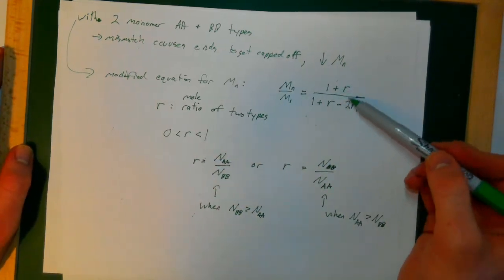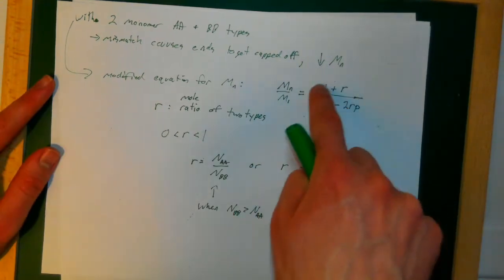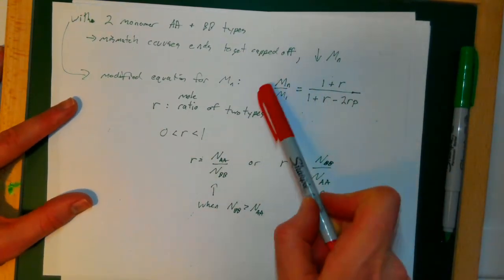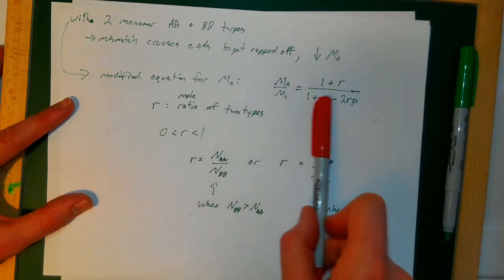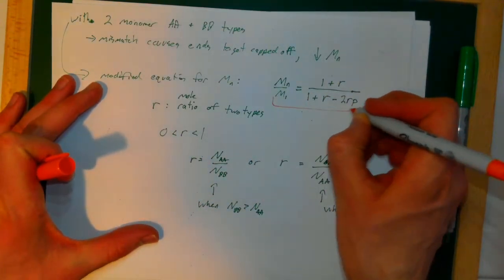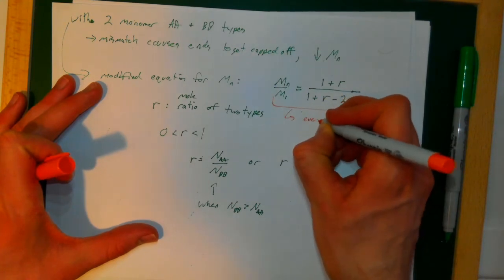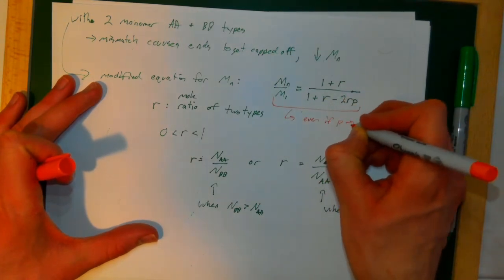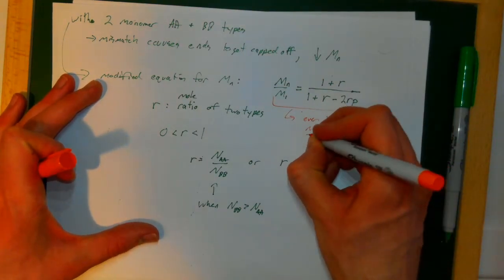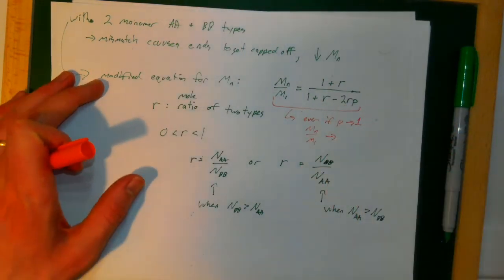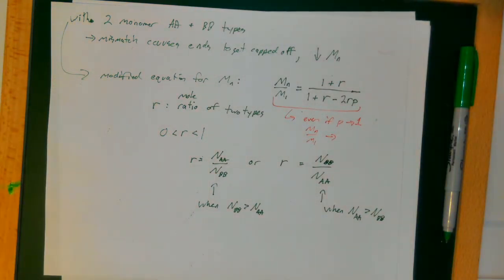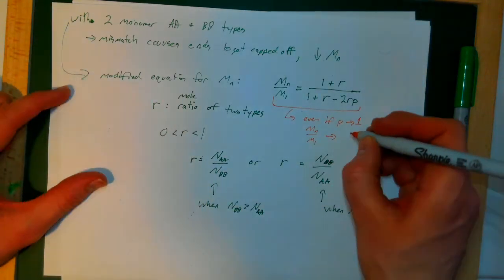So what happens here? Well, r factors into this equation here, and r can limit Mn over M1 even as p goes to 1. So even if p goes to 1, Mn over M1 only goes to (1 + r) over (1 - r).